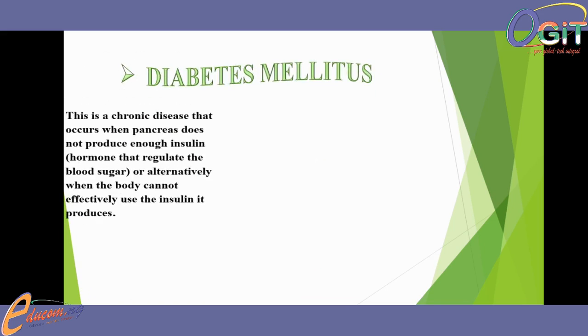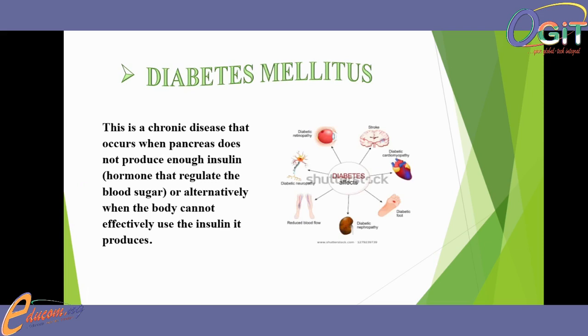Also, we have diabetes mellitus. Diabetes mellitus is a chronic disease that occurs when the pancreas does not produce enough insulin. Insulin is the hormone that regulates the blood sugar. Or alternatively, when the body cannot effectively use the insulin it produces. You can see that this can only be caused by certain risk factors. It cannot be contracted. It cannot be transmitted. You cannot contract it from another person.